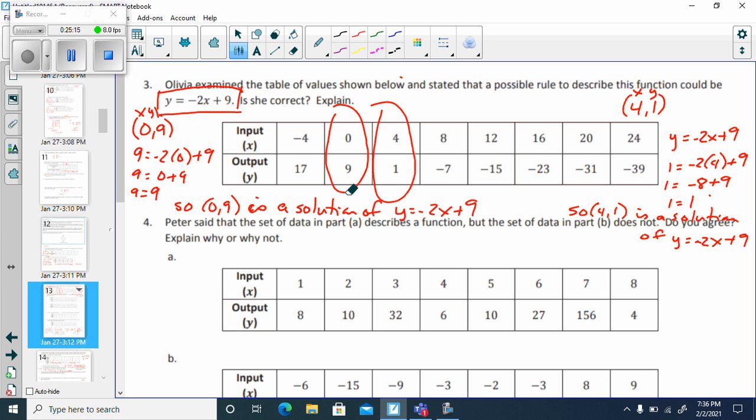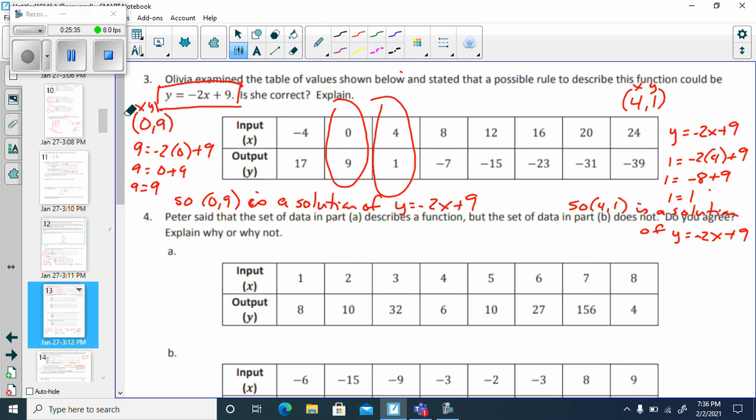Okay? Both those points are on the line. This equation does represent this data. We've shown it to you by finding the slope between the points and the y-intercept. We've shown it to you by plugging in 2 points and seeing if it worked. All right? Let's look at number 3.